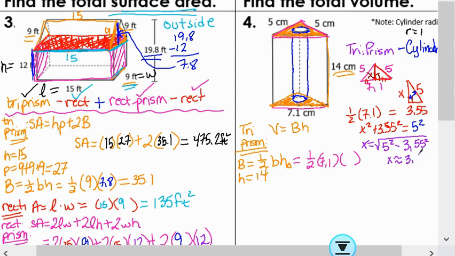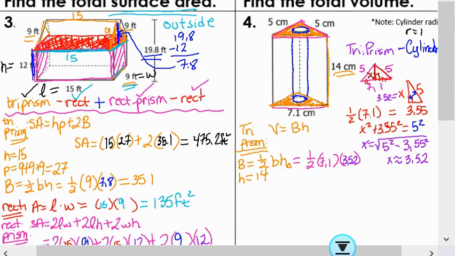We're only going to 2 decimal places today, so 3.52. So that's actually the height of my triangle. That's my x value, the height of that triangle, 3.52. So now I can drop that into my formula for the area of that triangular base. So 1/2 the base of the triangle times the height of the triangle that we just found.